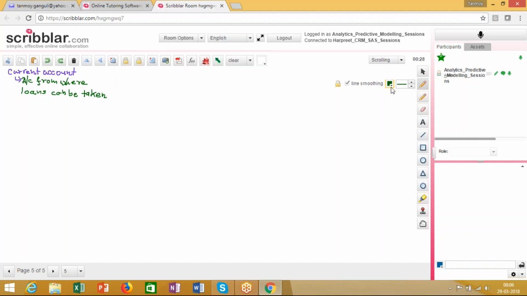And one very specific type of a current account is overdraft. Very much like a credit card, an overdraft has a limit and a balance. But the fundamental difference between an overdraft and a credit card is that there are two differences. Basically, on a credit card, you may not have the facility of drawing cash.